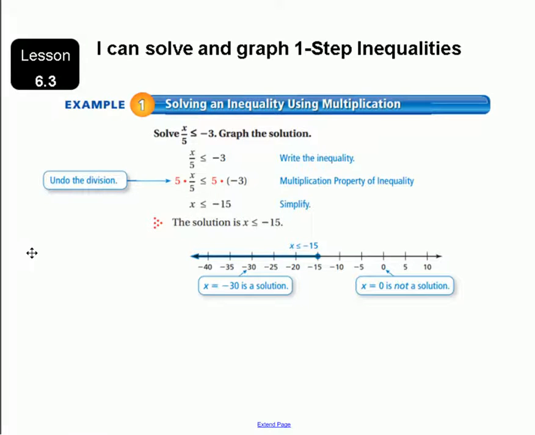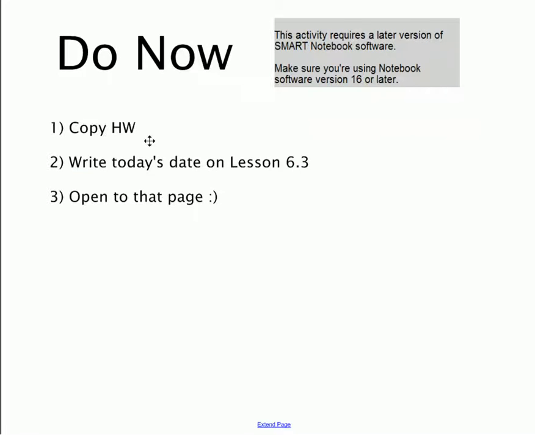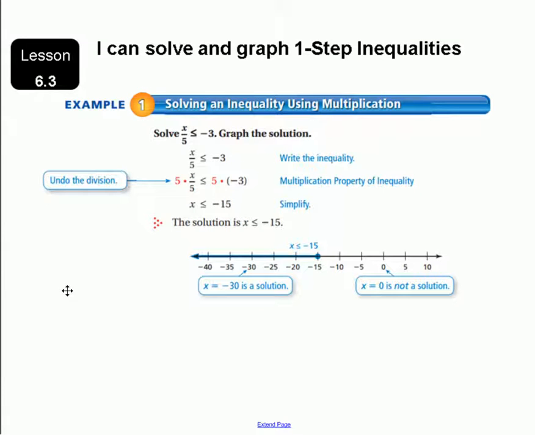So you should have already done the do now slide, which says copy your homework and write today's date on the cover for lesson 6.3, and you should have this page open in front of you. This one says, I can solve and graph one-step inequalities. Just like yesterday, we solved using adding and subtracting. Today, we're going to be solving using multiplying and dividing. Take a look at the example in front of you right now. It says solving an inequality using multiplication.